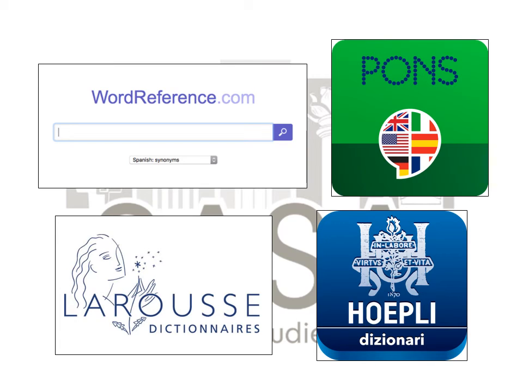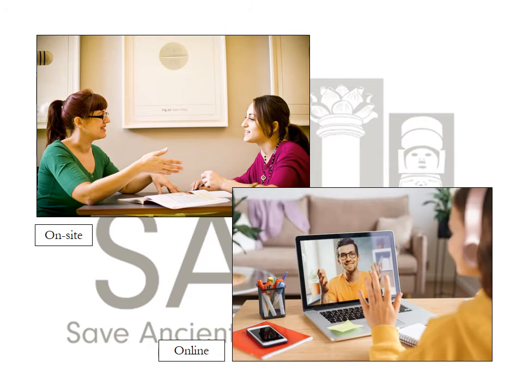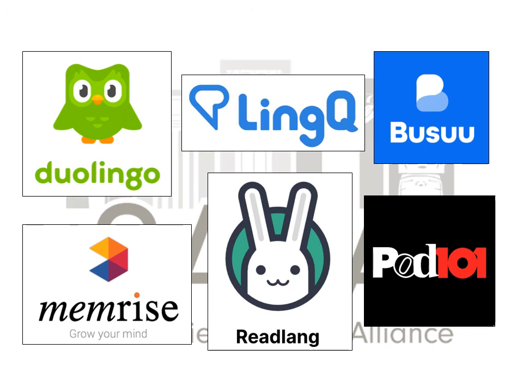And the use of dictionaries, probably not only for looking at some specific words, but also for completing the information given by those automatic translators. Another group of solutions are the so-called long-term solutions, which involve studying a new language. Studying a new language can be done, as you probably know, with a teacher, online or on-site, whether one-to-one lessons or with a group of students.